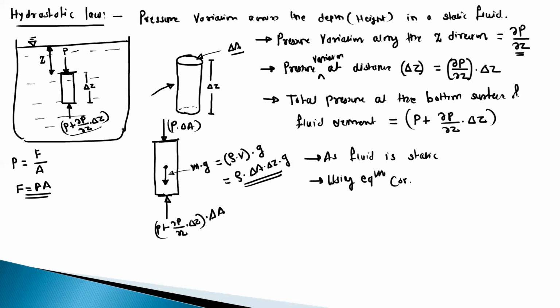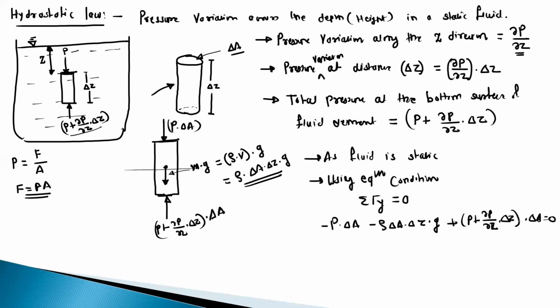Using the equilibrium condition, there is no force in the x direction. So just consider summation Fy equal to 0. For summation Fy, we have the force P into delta A in the negative direction, so minus P into delta A. Then this is also negative, minus rho delta A delta Z into G, and plus P plus del P upon del Z into delta Z into delta A is equal to 0. Now from all these terms, we can cancel out delta A.